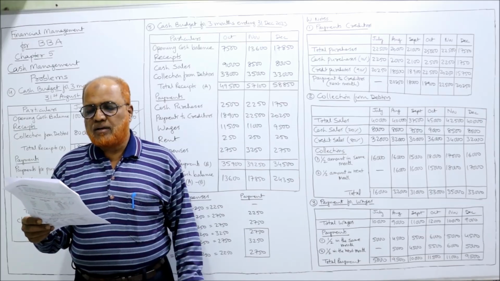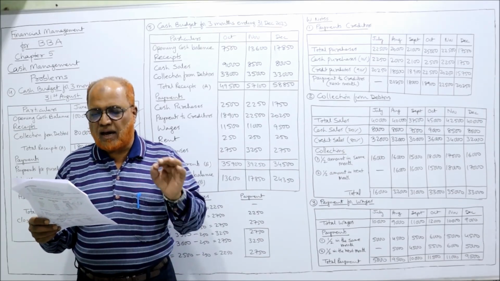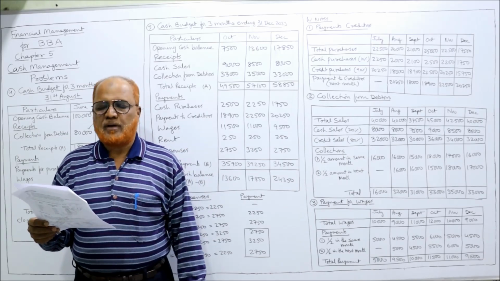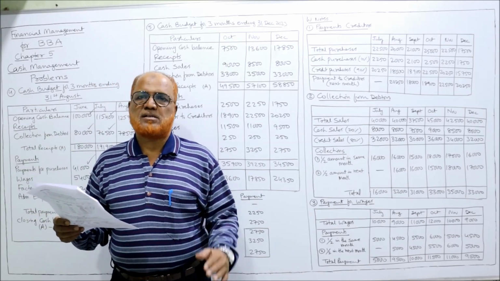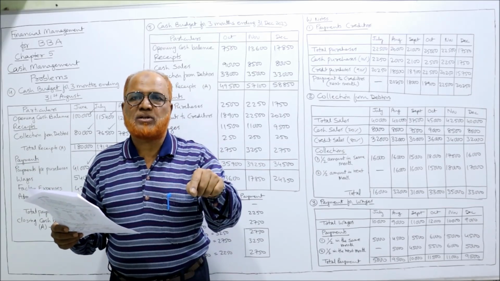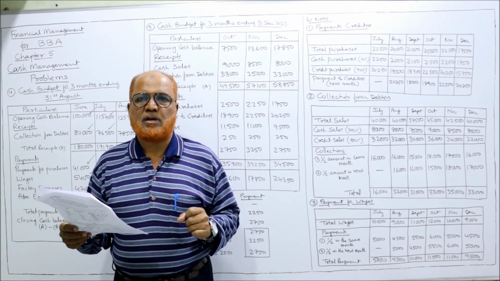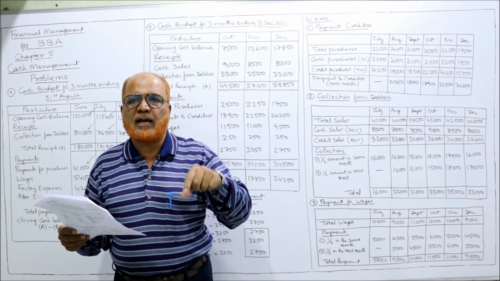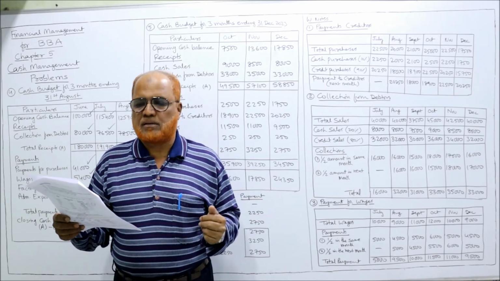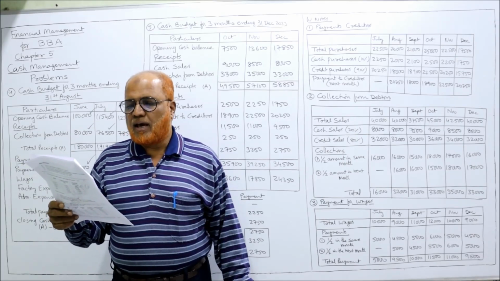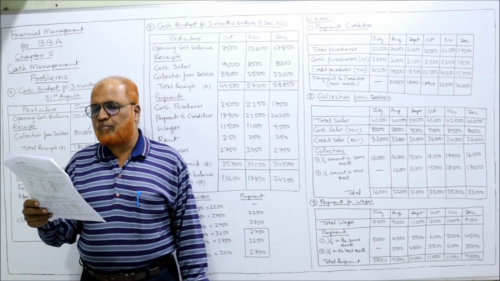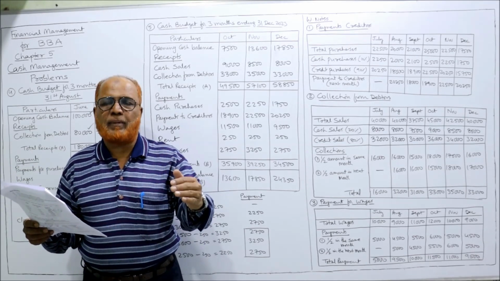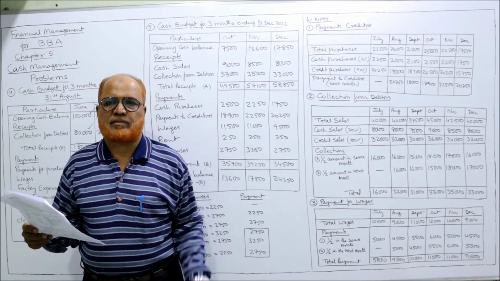Additional information. 10% of purchases and 20% of sales are for cash. That means 10% purchases are cash, 90% purchases are credit purchases. Similarly, 20% of sales are cash sales, remaining 80% of sales are credit sales. First we have to bifurcate, and then average collection period is half month. That means we are allowing only half month credit period to customers.